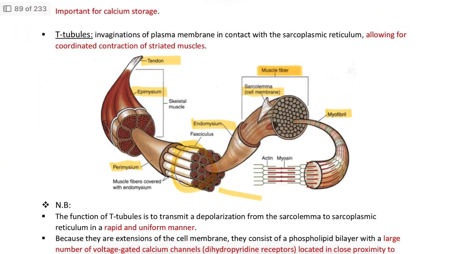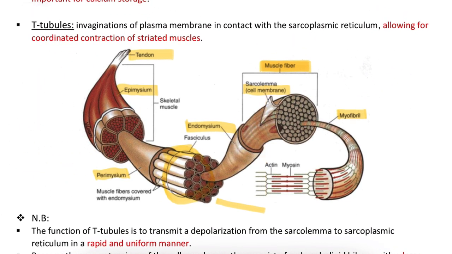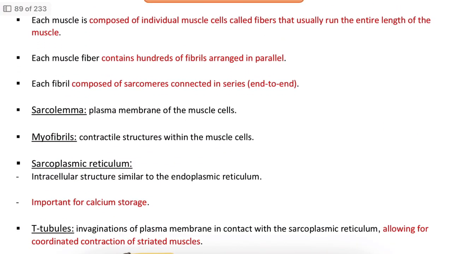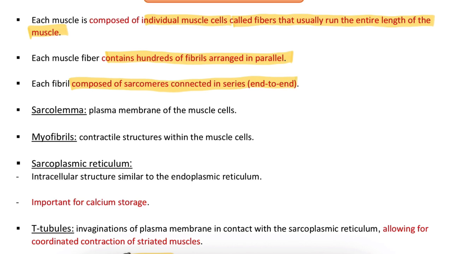Now we are going to see the text of the First Aid guide. Each muscle is composed of individual muscle cells called fibers that usually run the entire length of the muscle. Each muscle fiber contains hundreds of fibrils arranged in parallel. Each fibril is composed of sarcomeres connected in series, end to end. The sarcolemma, as we already discussed, is the plasma membrane of the muscle cell, and its main function is conduction of action potential. Myofibrils are contractile structures within the muscle that run in parallel along the length of the muscle fiber and are composed of repeating units called sarcomeres.